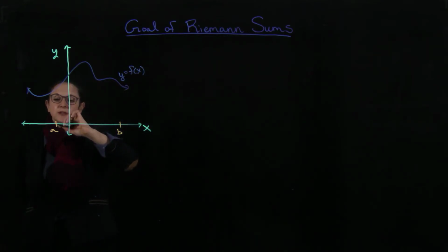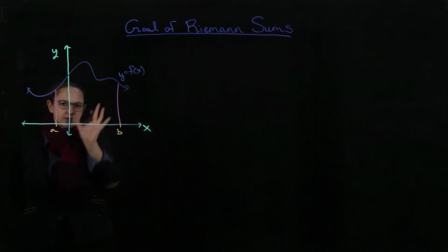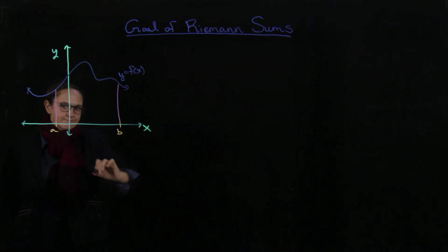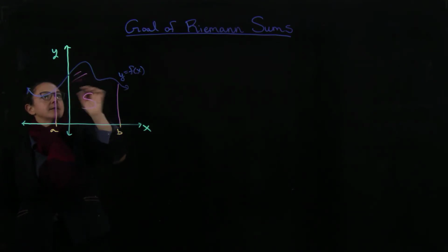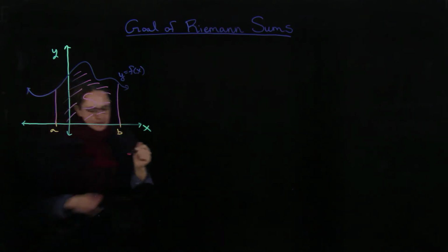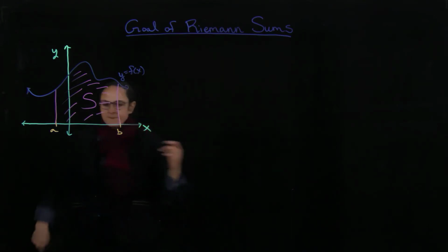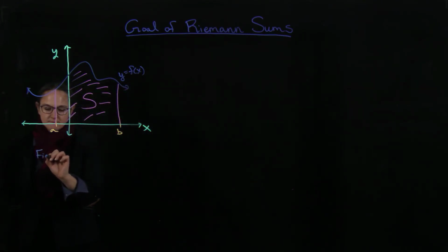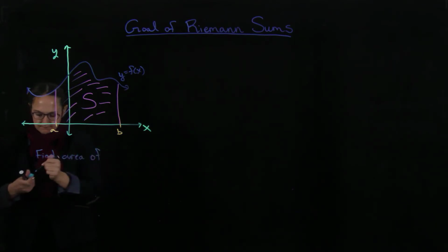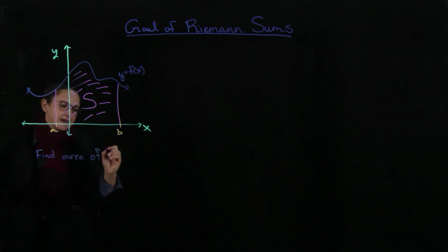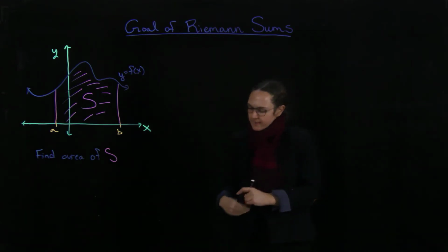Right now I'm assuming that all of the output values for my function are positive. But for negative ones, you just end up taking minus area for when it goes underneath. So this area is going to be S. What we're interested in doing is finding the area of precisely this region S. So we're looking at an interval ab, and the area underneath the graph of a function.